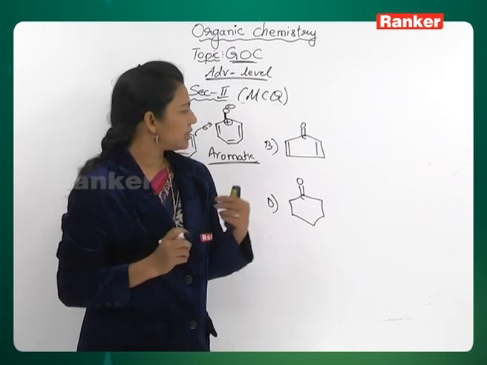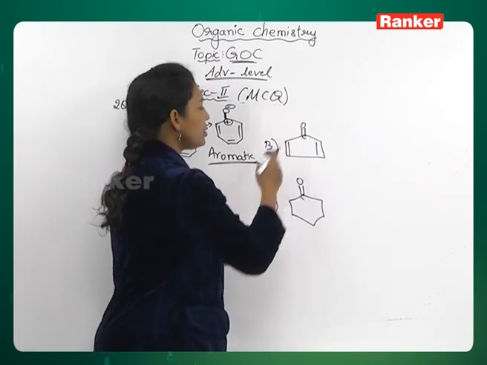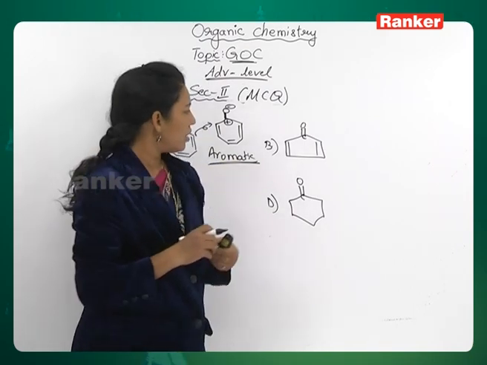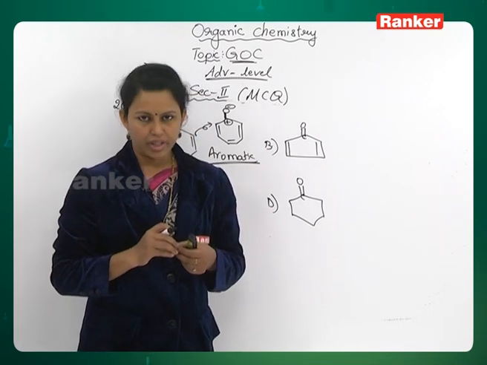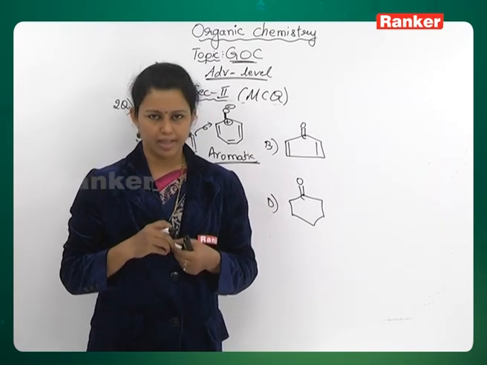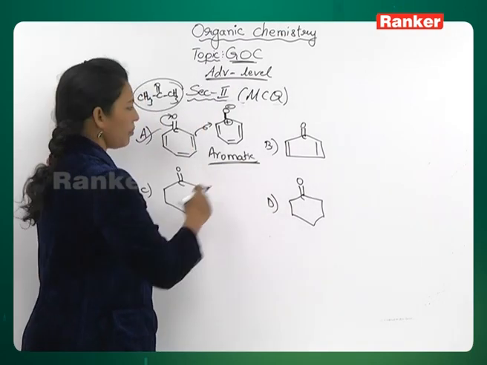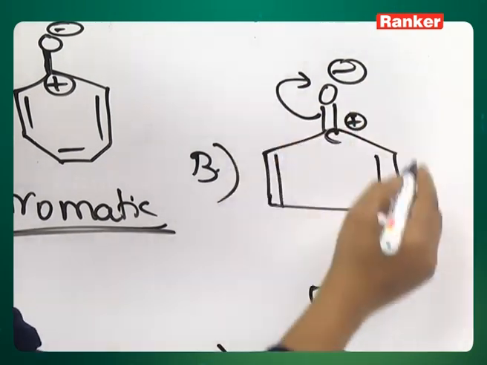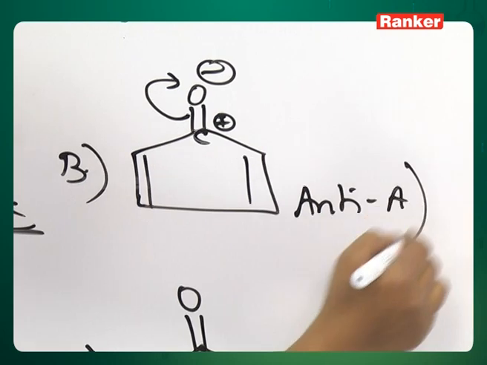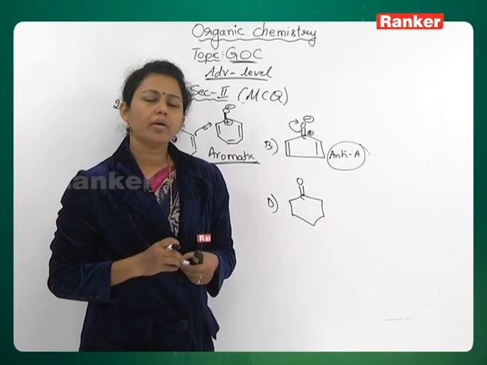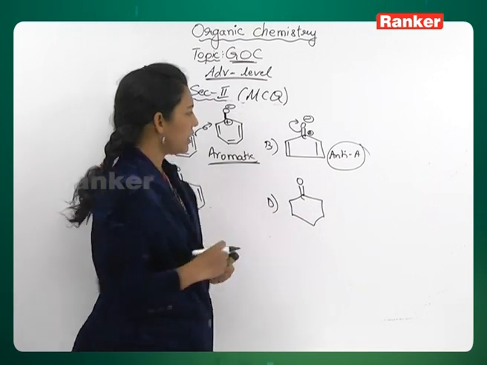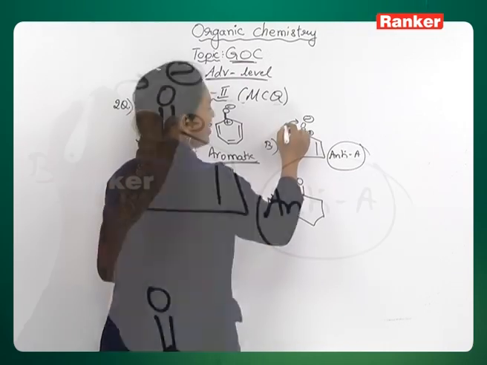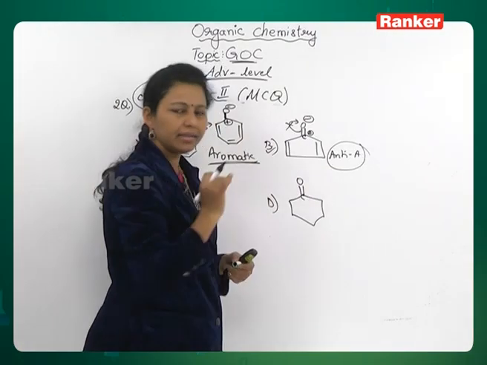In the second option, with the same polarization, it loses its aromatic nature and becomes anti-aromatic. So it will not show any polarization. Hence we cannot see any polarization in the second compound. And in the fourth compound, if it undergoes polarization, this will become negative and this will become positive. As a result, it will get anti-aromatic nature, which the molecule will not prefer, because an anti-aromatic compound is unstable. So it will not prefer this polarization, and the molecule will remain as it is.